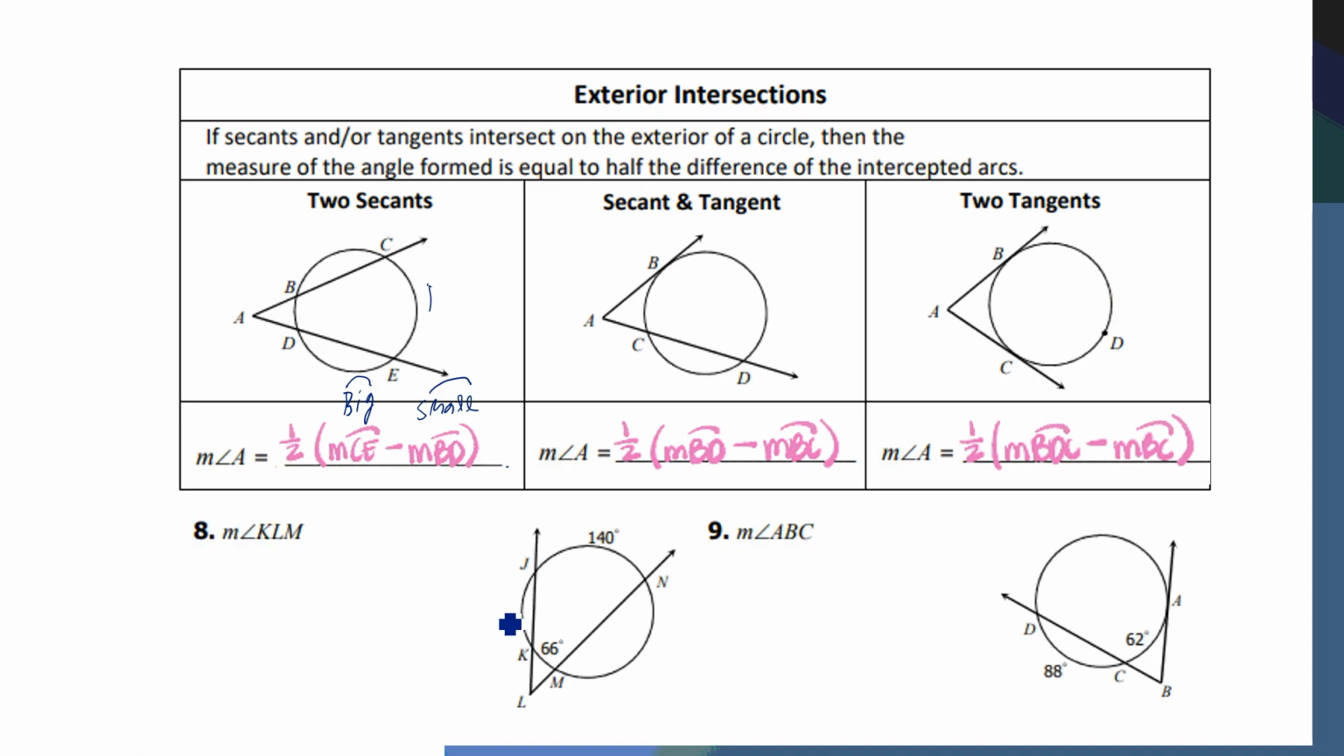So let's take a look at example 1. It says find the measure of KLM. KLM is right here. Hey, I have the big arc and small arc right in between those lines. So I just do 1/2 of 140 minus 66. 140 minus 66 is 74. 74 divided by 2 goes to 37 degrees.